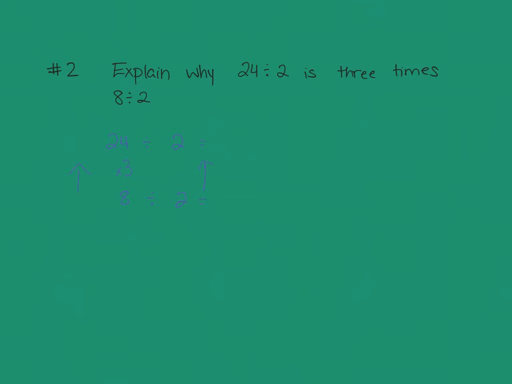So let's see if our answer is also 3 times. So 8 divided by 2 is 4. 24 divided by 2 is 12. Well, yes, if we look, they're both 3 times. But we're starting with 3 times the number. So because your first number, your dividend, is 3 times greater, your answer will also be 3 times greater.